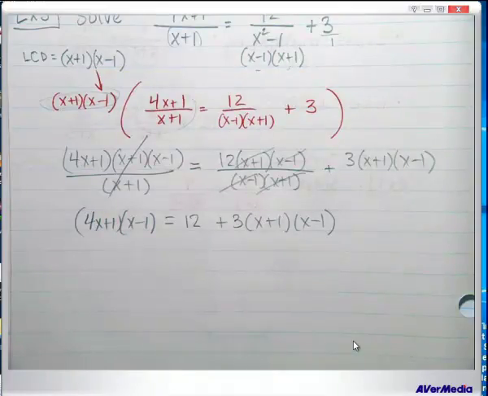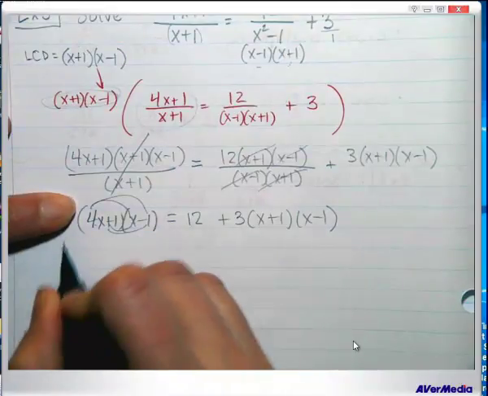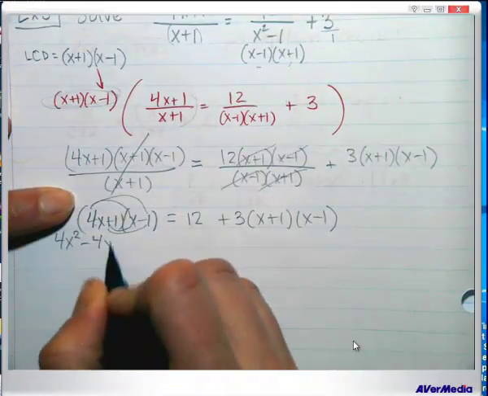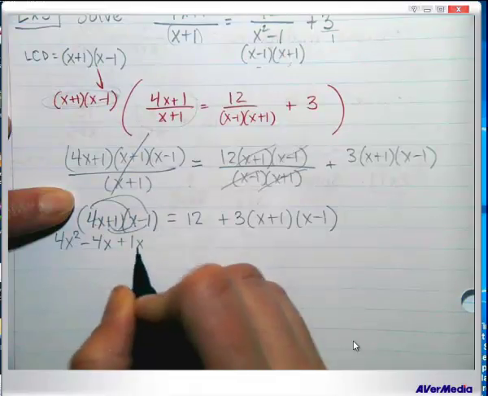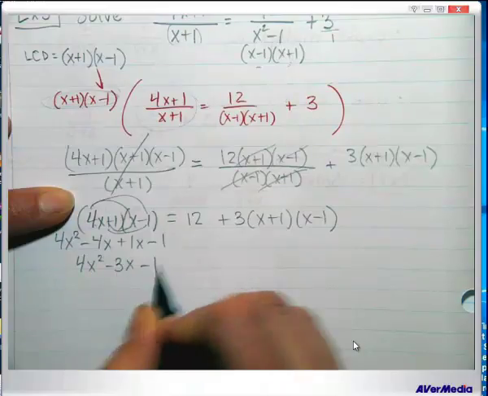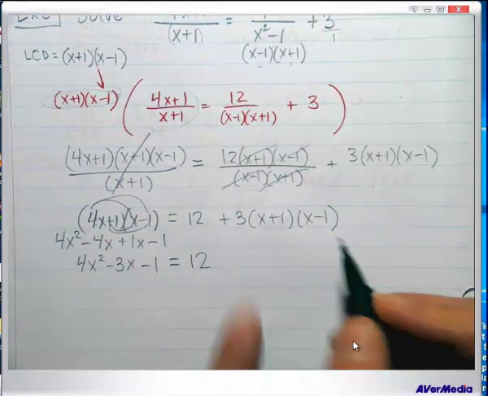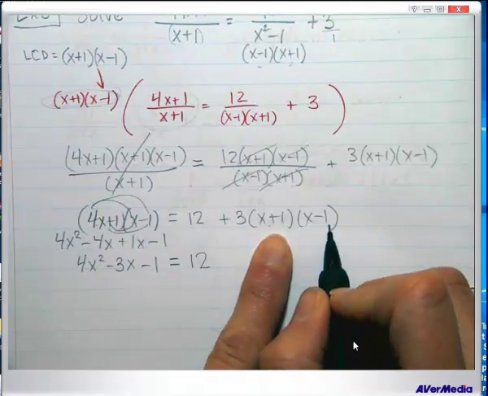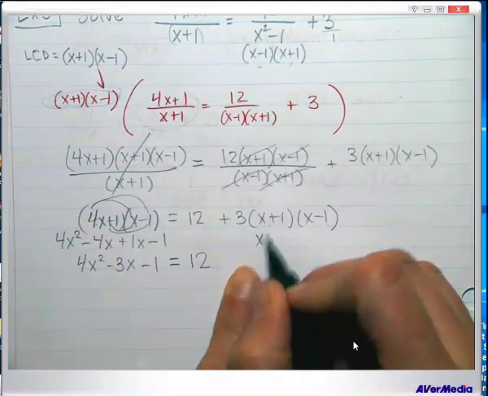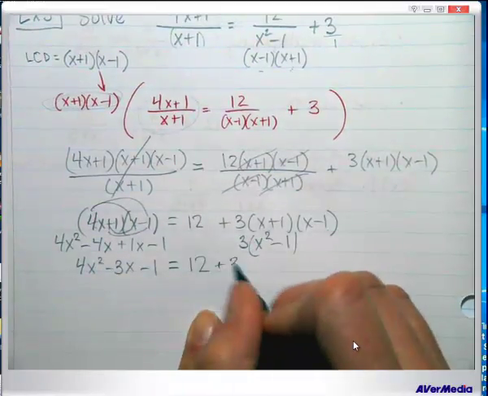These ones do start to get pretty messy. Distribute together. Because I have two binomials that have to distribute here, it's going to be a little bit messier. I get 4x squared minus 4x plus 1x minus 1. So this is 4x squared minus 3x minus 1. And then on the right side, I have the 12 times x plus 1 times x minus 1, which, from the way we factored it, is x squared minus 1. And then I can multiply the 3 into that, so plus 3x squared minus 3.